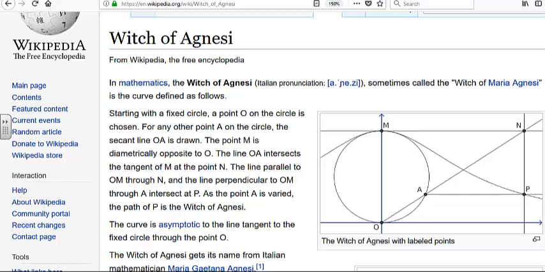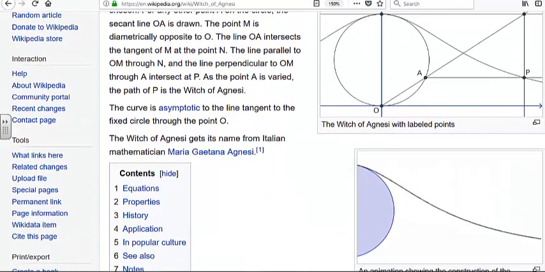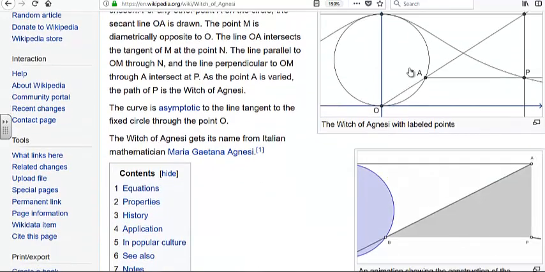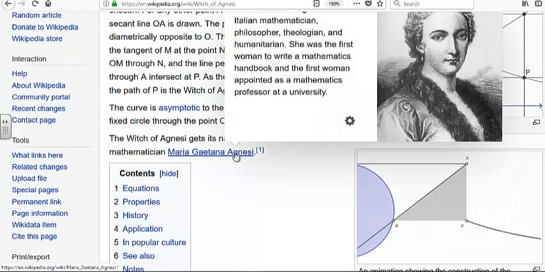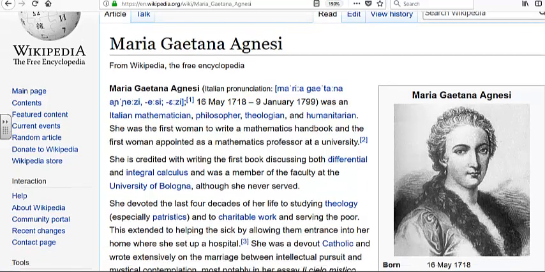Anyway, it's named after an Italian mathematician. I think it was probably because the men didn't like her because she was a mathematician, so she must be a witch or something. It's kind of pathetic. She was the first woman to write a mathematics handbook and the first woman appointed as a mathematics professor at the university. That was the 1700s.